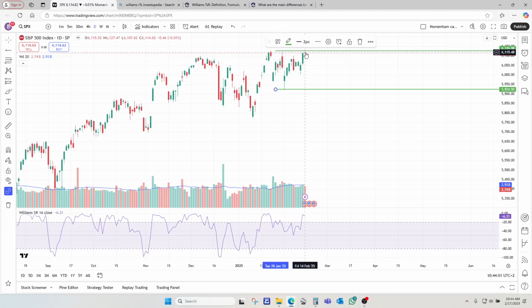So it measures the 14 candles, it creates a high, it creates a low, and it tells us how far from the high or from the low we are. So here we are very close to the high, so it gives us a percentage of minus 6.31. So 0 is maximum. If we would have closed on this line, this would have been 0. If we would have closed down here, we would have been close to minus 100.